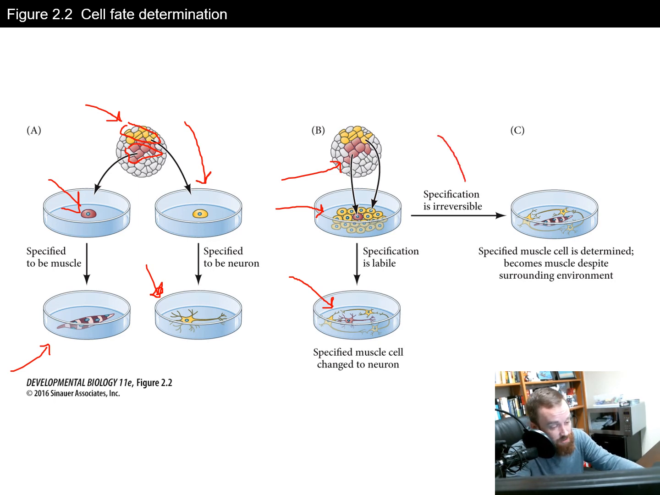But if it's determined already and specification is irreversible, then that cell will continue. As you can see here, we have a muscle cell in the middle of all these neurons. If it proceeds too far down the path and goes from specification to determination, then at that point that cell can no longer reverse back to a neuron and instead stays as a muscle cell with neuron cells surrounding.